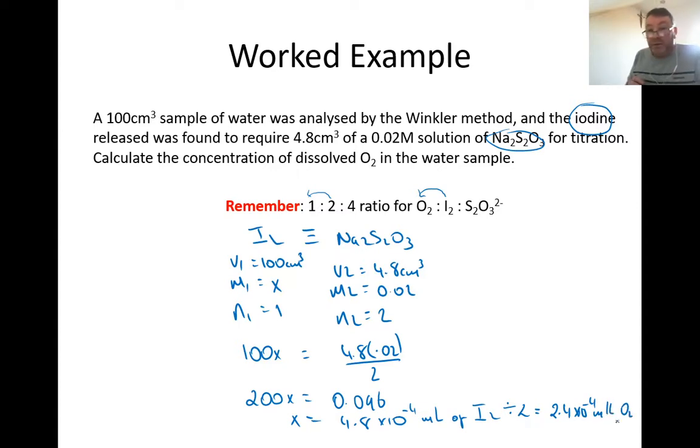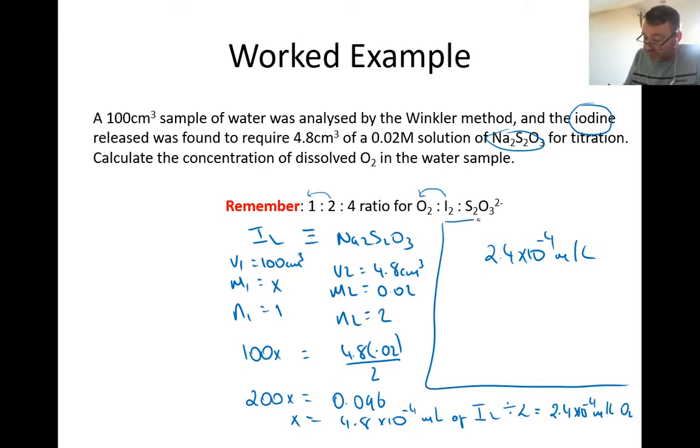Now, you don't give your concentration back like that. Because this is a biochemical process, because it's environmental chemistry, you always give your concentrations back in parts per million. So therefore, let me just take it up here. So 2.4 by 10 to the power of minus 4 moles per litre. What do I want to go to? Well, let me just do that as a separate section. I want to go to ppm, parts per million.